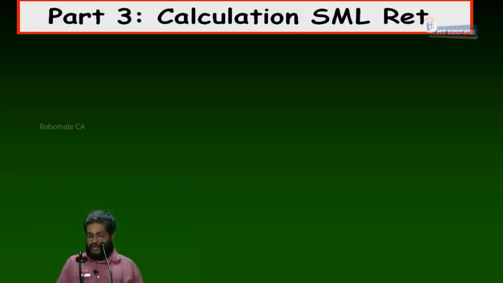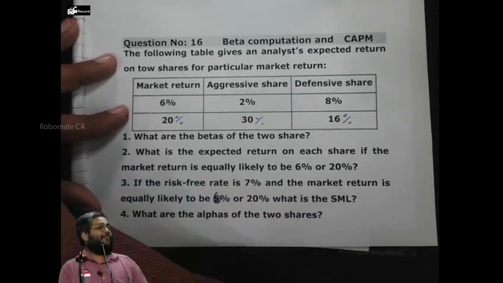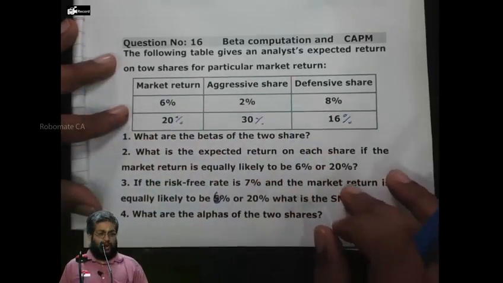Before that, tell me the formula. What is the SML return formula? K is equal to Rf plus beta into Rm minus Rf. Let's discuss that. Do we have Rf for the problem? Yes, 7%. Do you have beta? Yes, already calculated: aggressive as 2 times, defensive as 0.57 times.